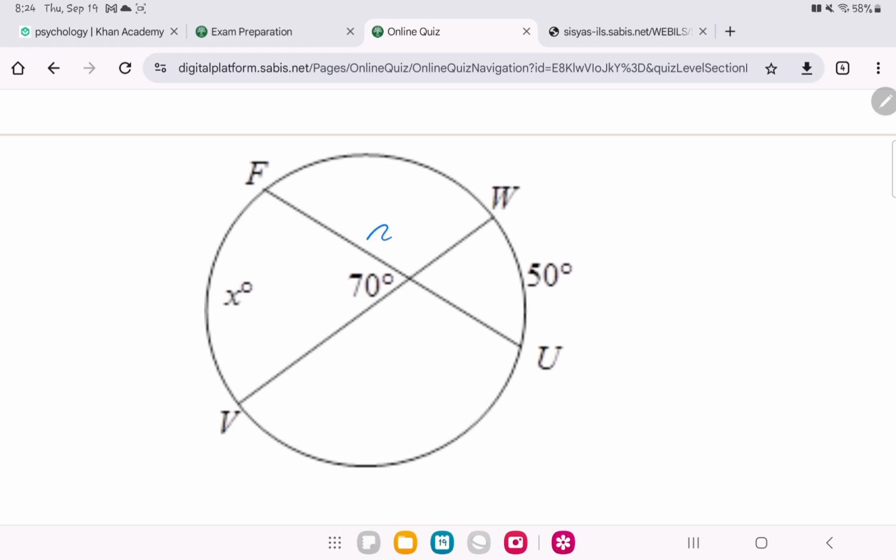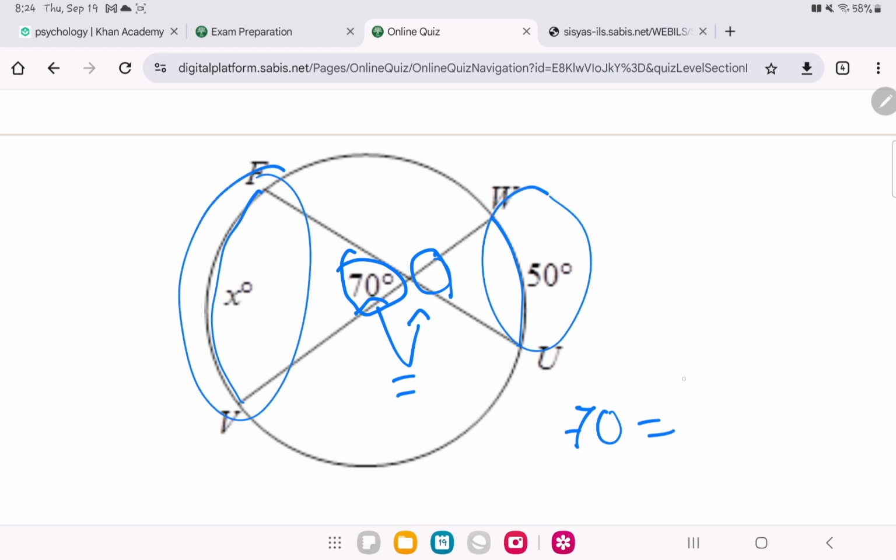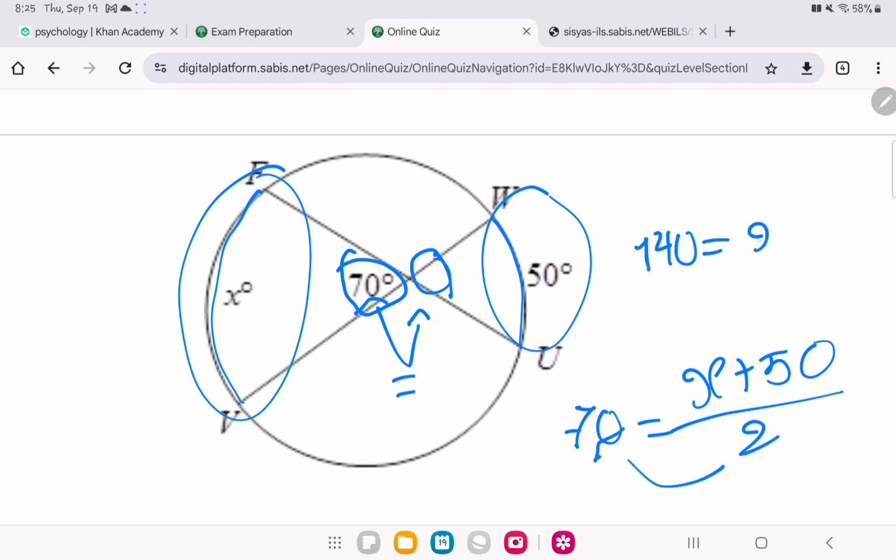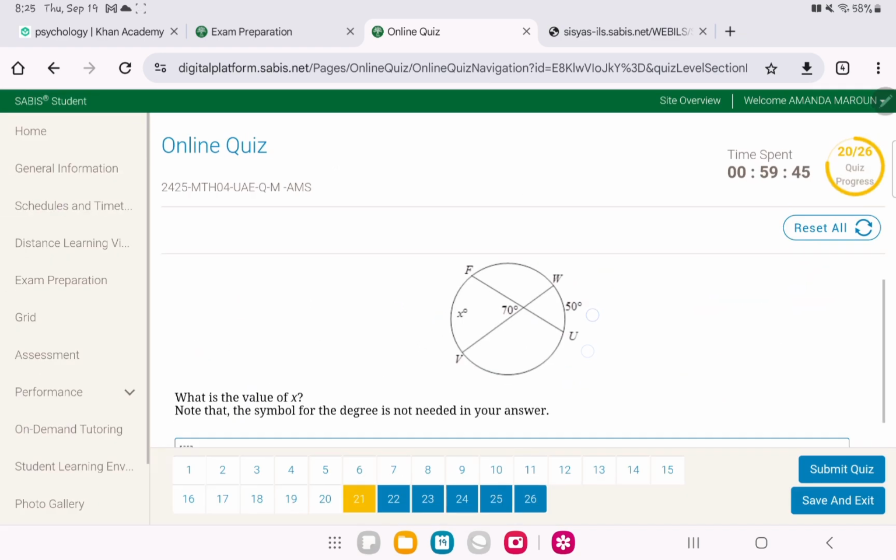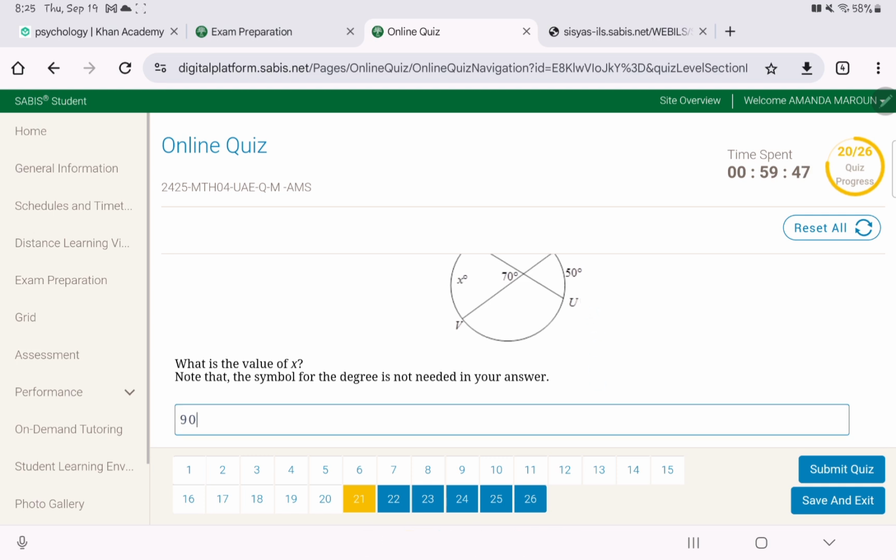I will repeat again. The interior angle, okay? You notice that they're the same value and they're touching 2 arcs, yes? So because they are the same value, we can say what? The interior angle, okay, which is 70, is equal to this arc plus this arc, so X plus 50 over 2. So 70 times 2 becomes 140. 140 is equal to X plus 50. X is equal to 90. That's very simple. We found the value of X, which is 90.